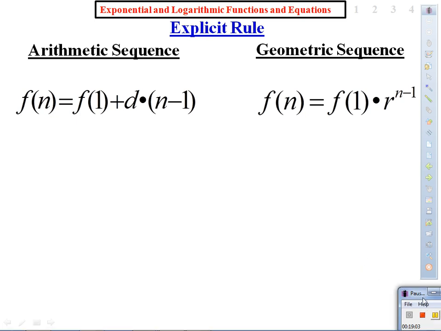Go. All right. So, of course you said that f of 1 is what? Term 1. R stands for what? Ratio. And the n's are what? The term that you are working on or the term to be found.